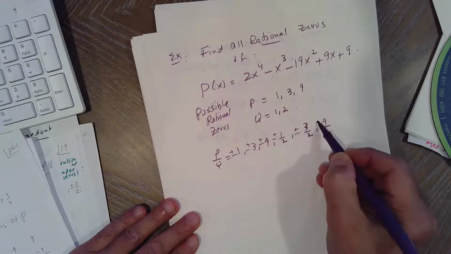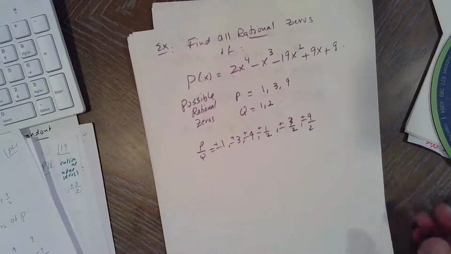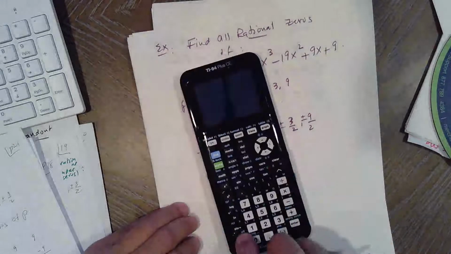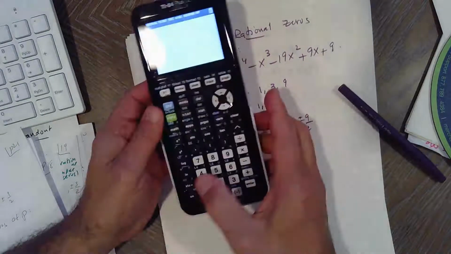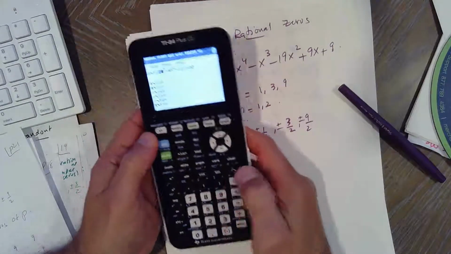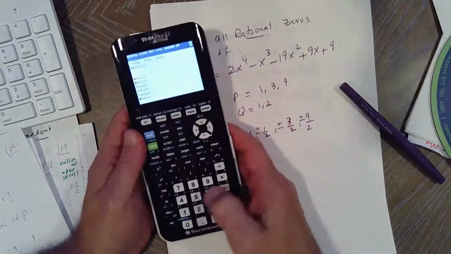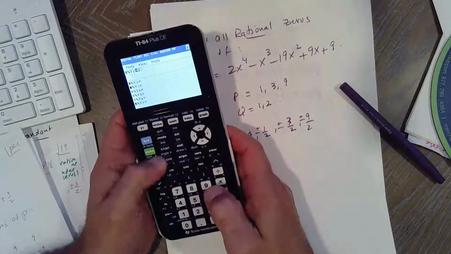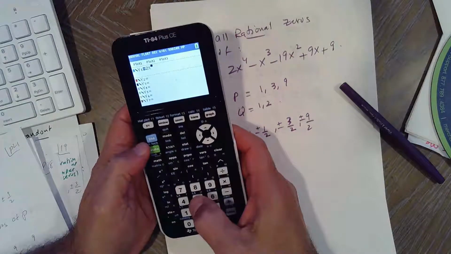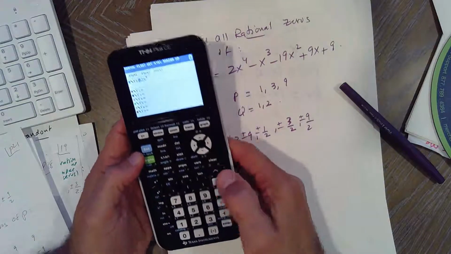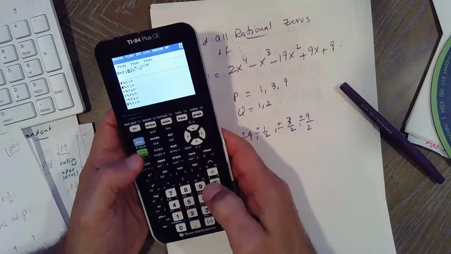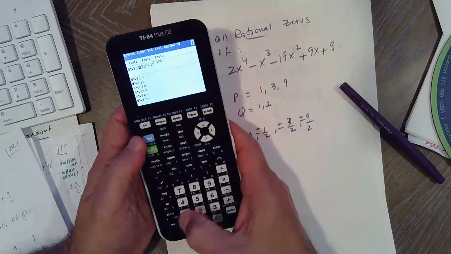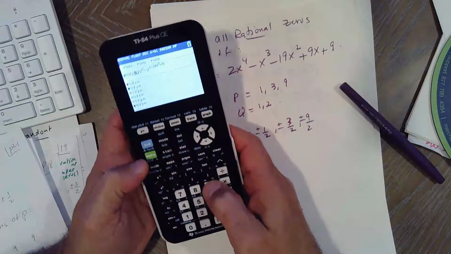There's quite a lot to check using synthetic division. Thank goodness for technology. So we're going to graph it to see which one we should try first, just to make things easier. You know, back in my days, we didn't even have any technology, so I did everything by hand. Minus x cubed minus 19x squared plus 9x.